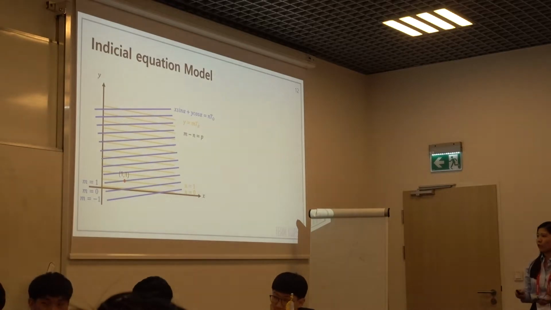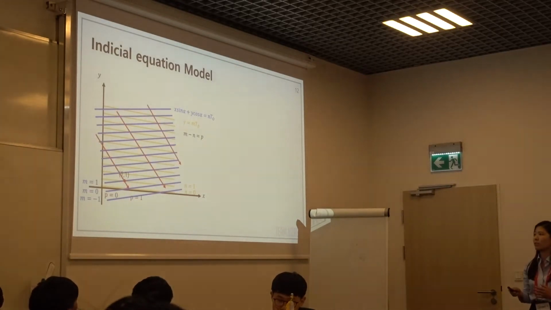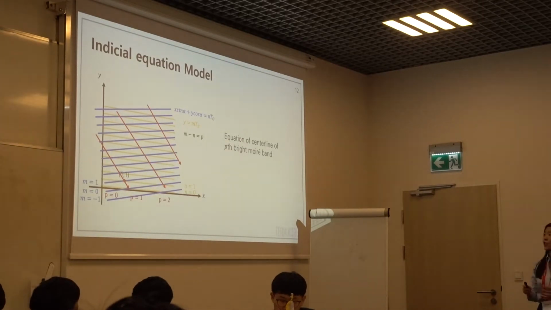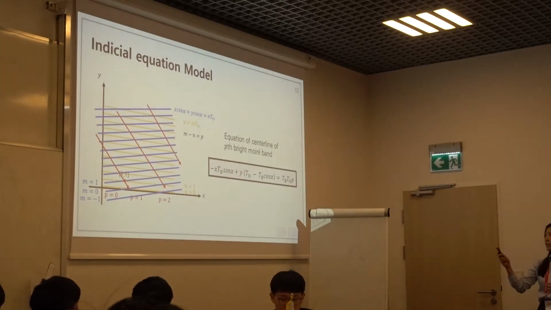So here, such as 1, 1, we could label each of the Moire patterns as follows, p0, p1, p2. And through this indicial equation, we could actually calculate the equation of the center line of the pink bright Moire band as follows. And here, the angle alpha means the angle difference.